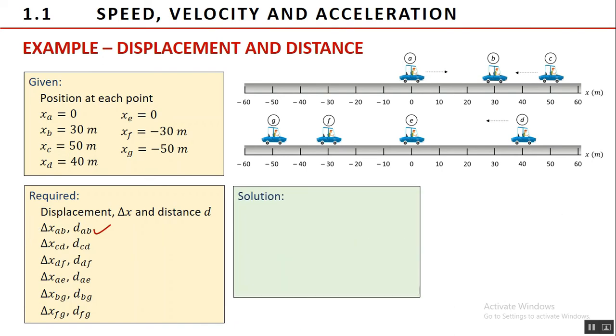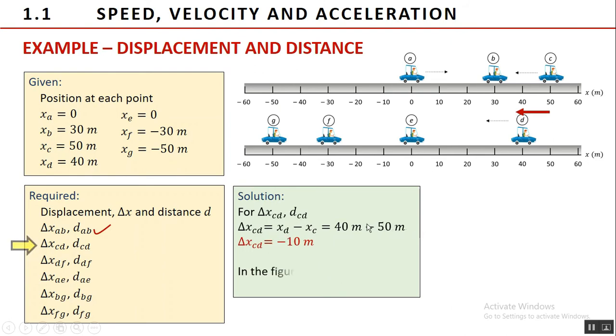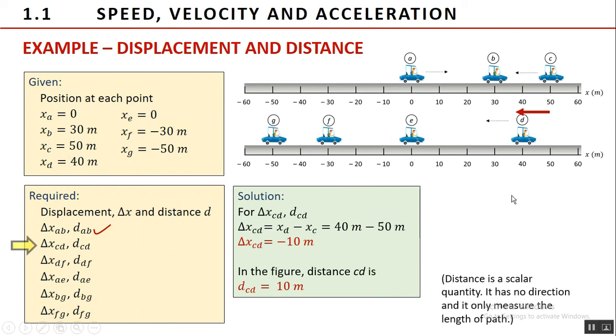I hope you can still follow. For displacement from point C to point D, that is x sub d minus x sub c. Then substituting the values, 40 meters minus 50 meters will give negative 10 meters. The negative sign here indicates that the car moves to the left from point C to point D. For the distance traveled, it is simply 10 meters. Note that distance is a scalar quantity. It has no direction and it only measures the length of the path.